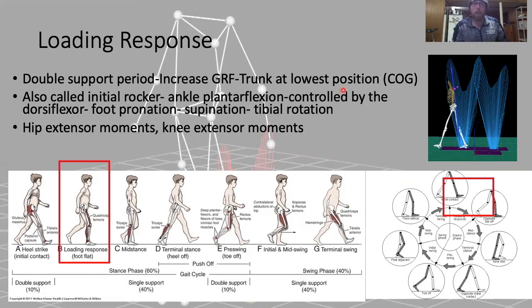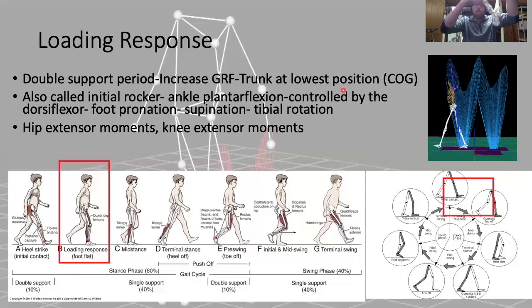Ankle plantar flexion is controlled by the dorsiflexor. Now, this is a big deal. As we hit the ground and we get that initial rocker, where the ankle rocks forward, what makes that a smooth motion? Tibialis anterior. Eccentric contraction of tibialis anterior, right?